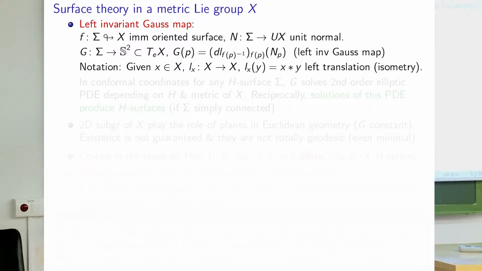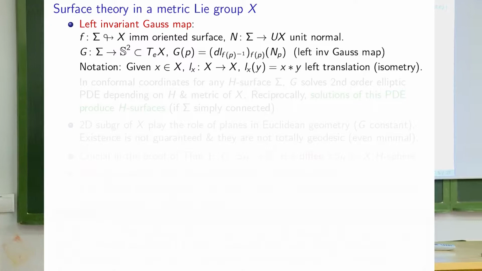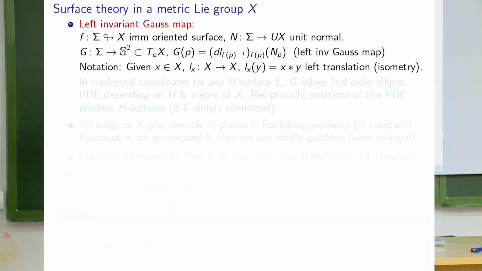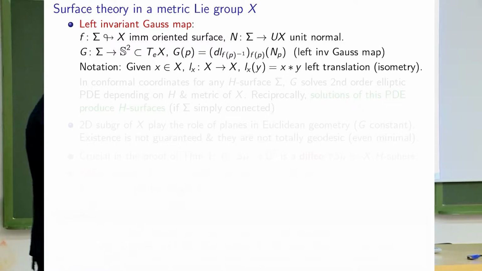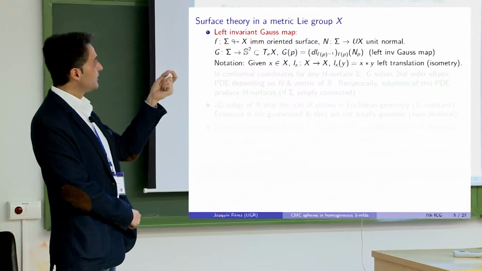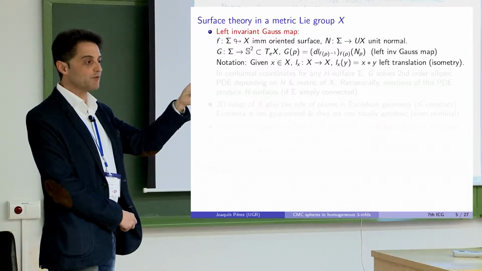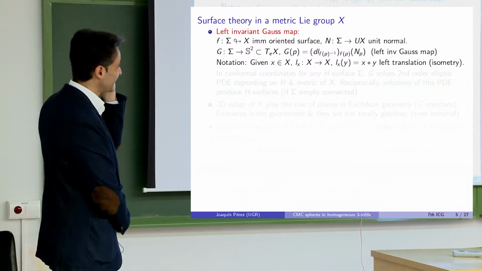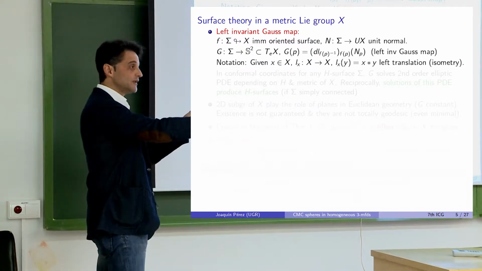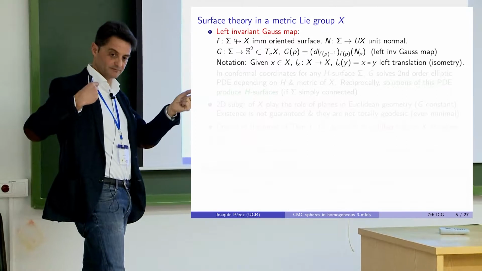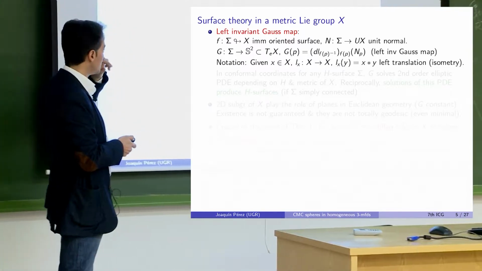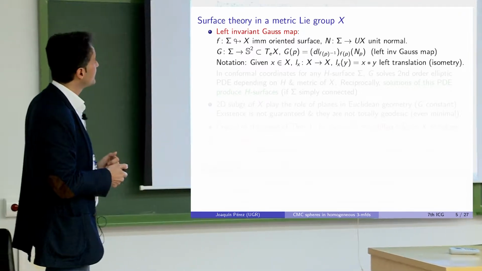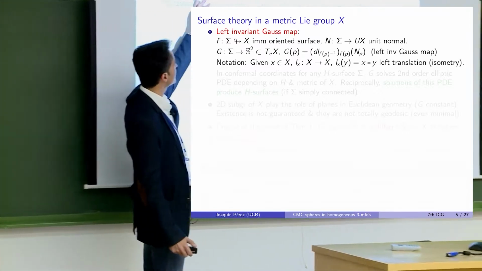So I consider an immersion F of a surface sigma into X. And I assume that it's two-sided. So it has a unit normal vector, N, which takes values into the unit tangent bundle of the ambient space. And I pick one point p in sigma, and I look at N_p, which is a vector of length 1 in the tangent space of X at F(p). And then what I'm going to do is to left translate that vector to the origin. Okay? In R3, this is just a translation. But in general, I will left translate, which is an isometry, and this way I create a map from sigma into the unit sphere in the Lie algebra.